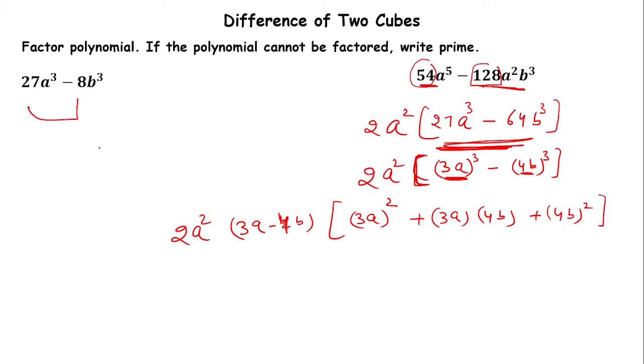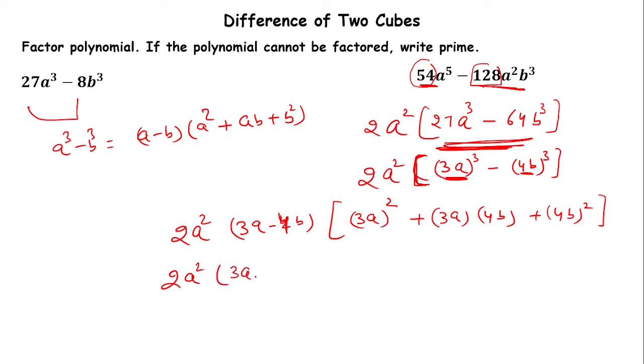I use the same identity, my dear, a cube minus b cube, that is a minus b, a square plus a times b plus b square, same one. So the final answer is 2 times a square, 3a minus 4b, then we have 9a square, 3 times 4, we have 12 times ab, plus 16b square. Done. That is the final answer. Let's move to the next question.